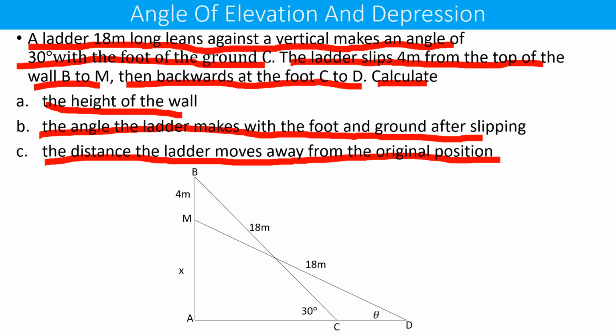So we sketch, this is the wall AM. The ladder's first position is here, which is BC, is 80 meters. Then it slips to M, 4 meters. When it slips, it will go backwards from C to D. The new angle it makes at D is theta. The angle at the original position is 30 degrees. Note that the length of the ladder remains the same, which is 18 meters.